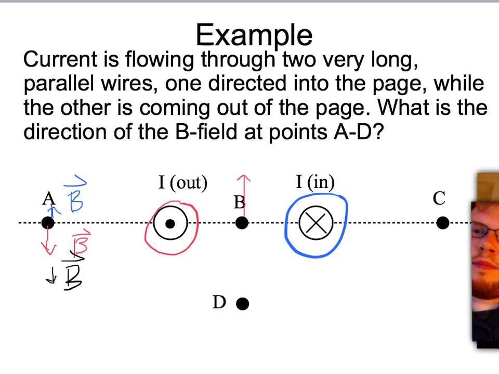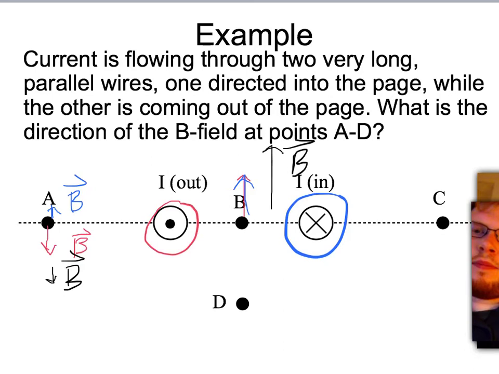So now I'm going to do the blue wire: thumb points into the page, fingers curl around until I get to where B would be for that wire. And blue is also pointing up. Should be the same amount, meaning our total or net magnetic field is a big upward vector.